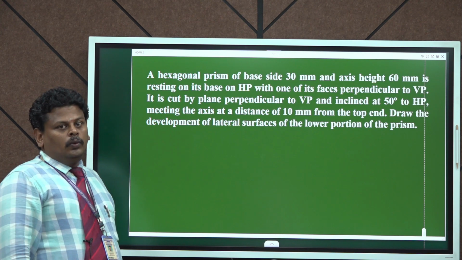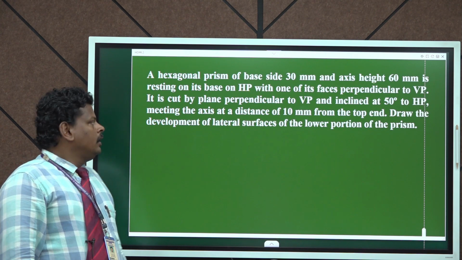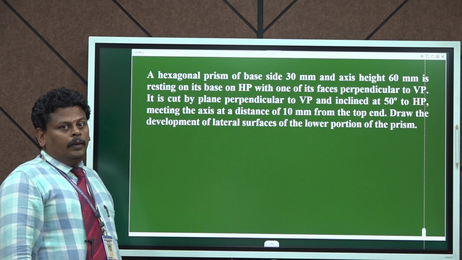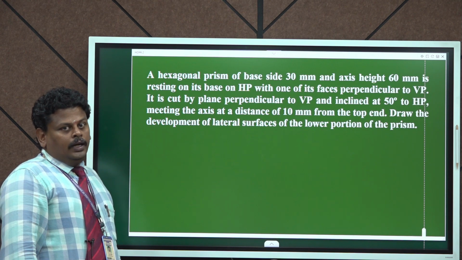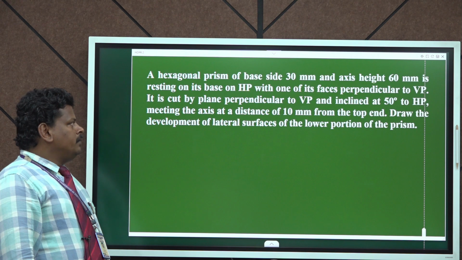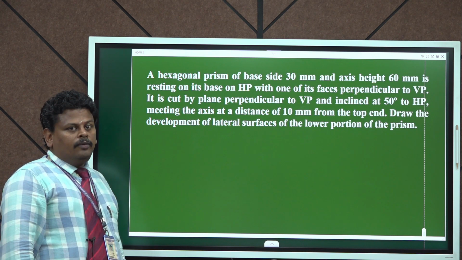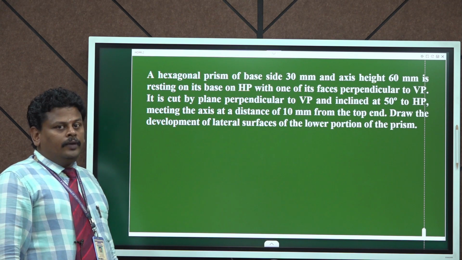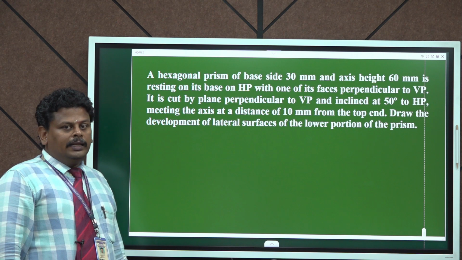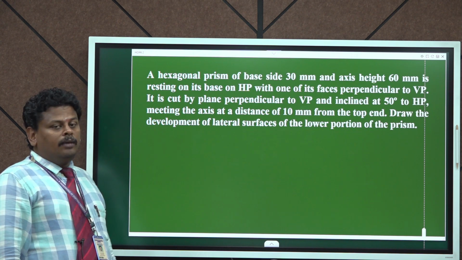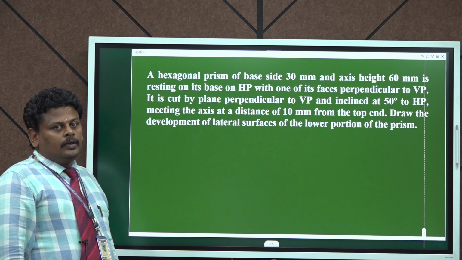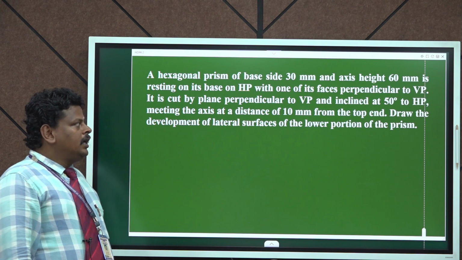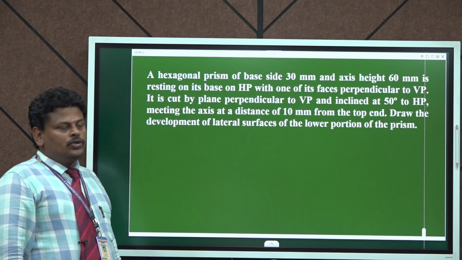And now we can move to the section plane location as given in the problem. It is cut by a section plane perpendicular to VP and inclined at 50 degrees to HP, and it is meeting the axis at a distance of 10 mm from the top end. So we can locate the cutting plane in the given problem with these specifications given in the question.